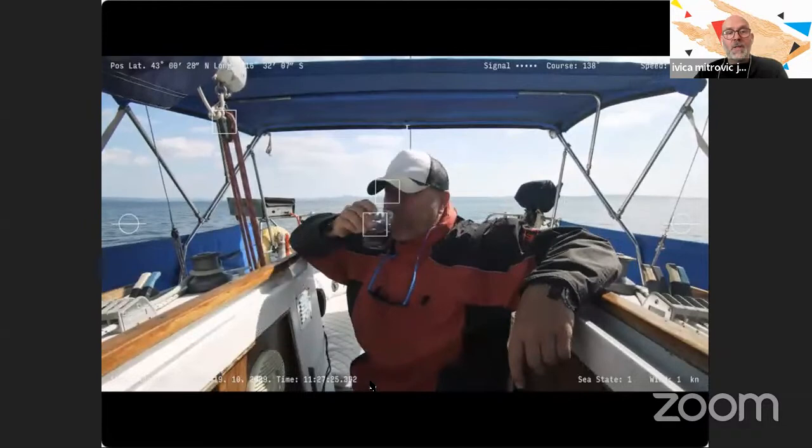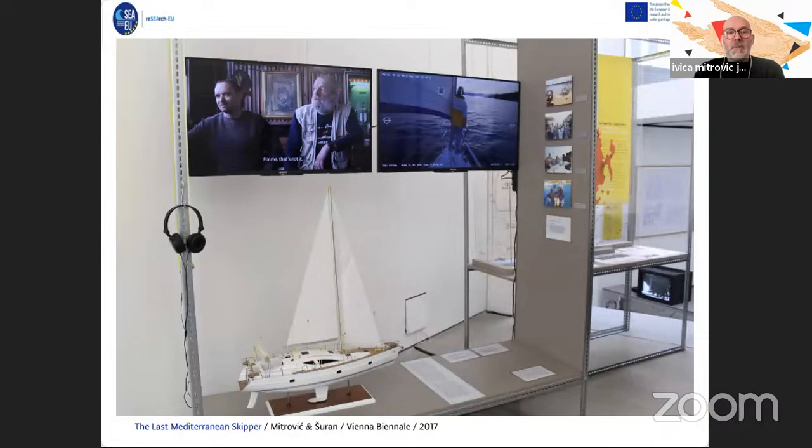Okay. This project was shown at the Vienna Biennale as part of an exhibition named How We Will Work. We presented it as a kind of anthropological archive, with this fictional documentary video presenting the last Mediterranean skipper, along with documents and artifacts from the past, such as a model of the sailboat, how it looked before the automation, and photographs from the skippers' personal archives.